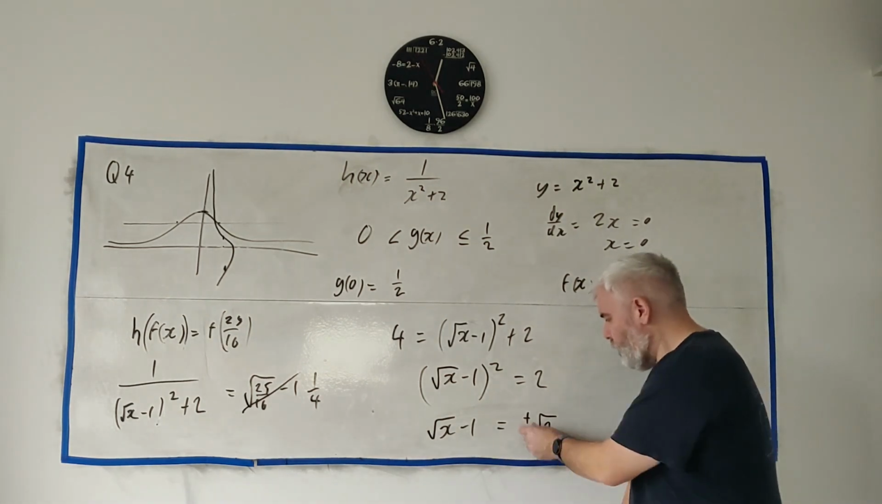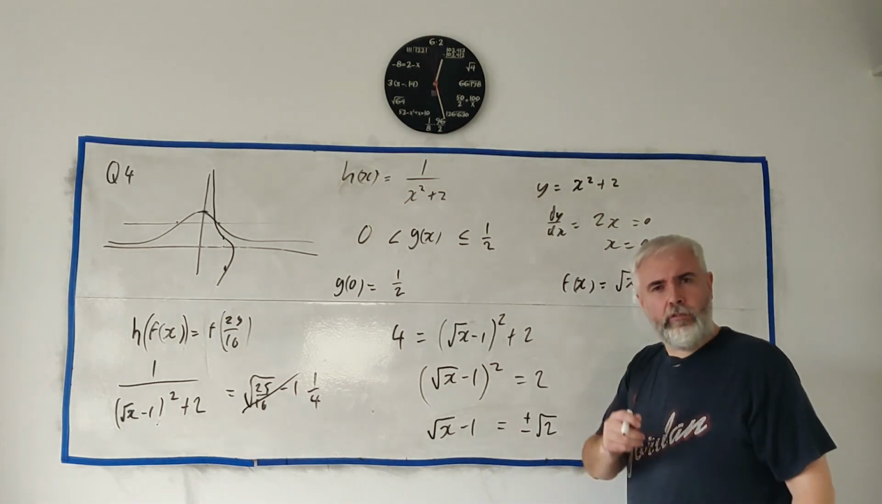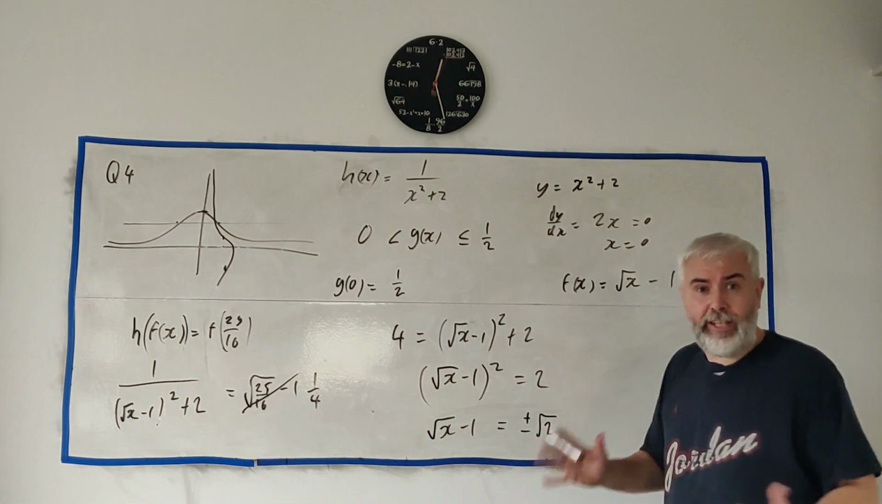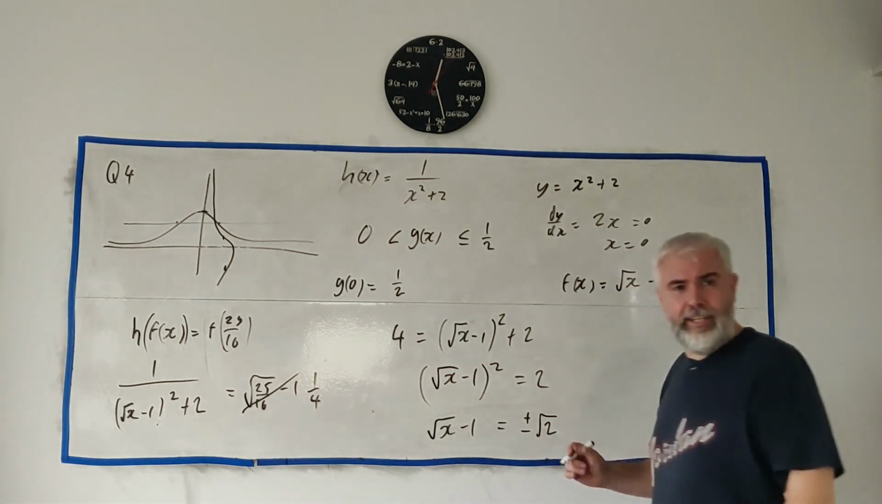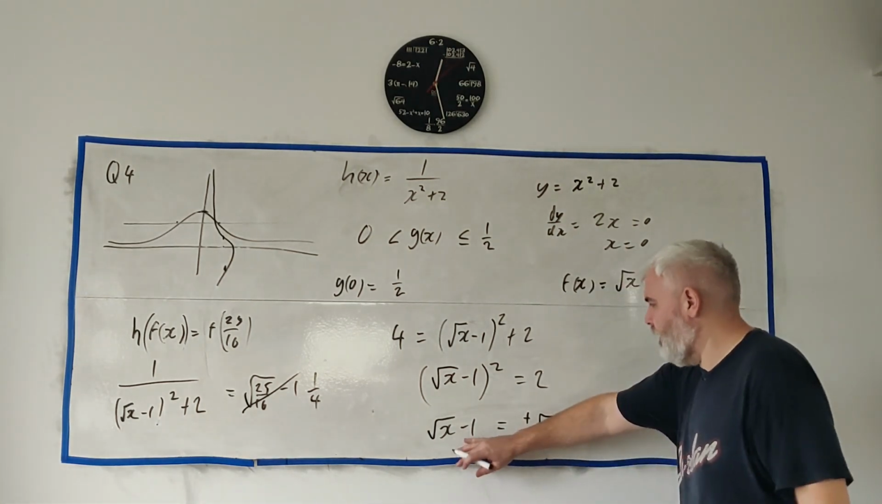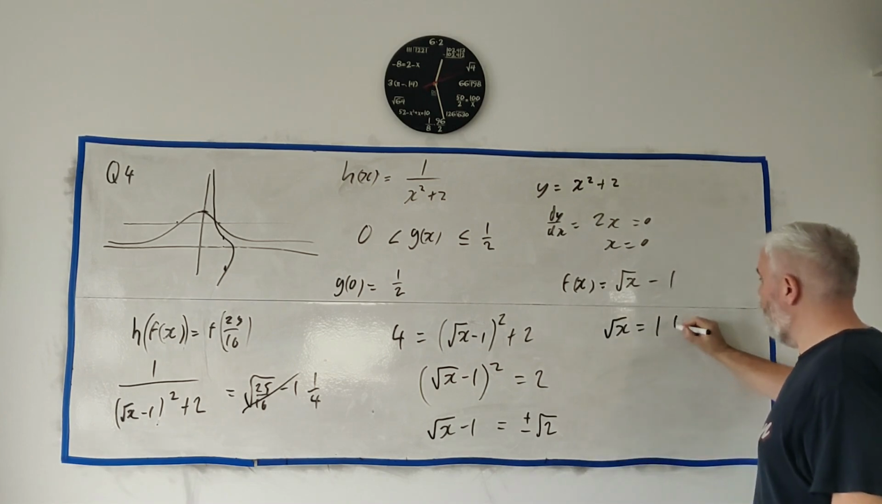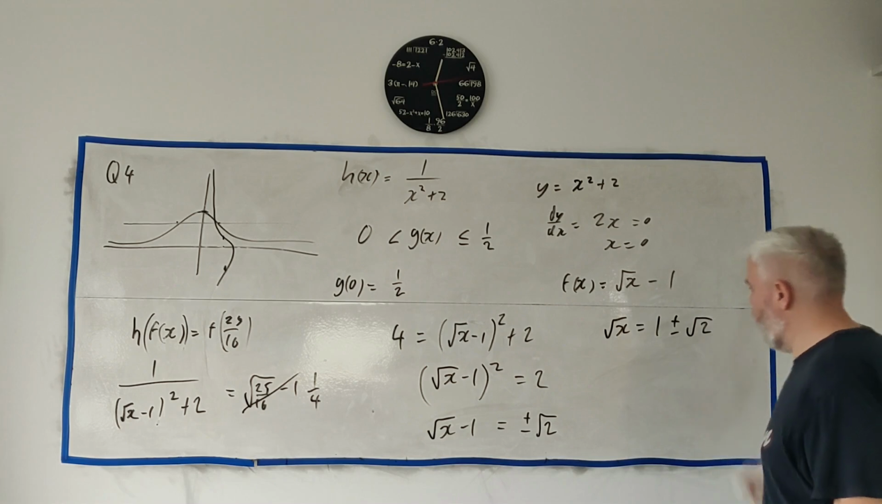But do bear in mind, when you get pluses and minuses, often there's a way to get rid of one of them. Not all the time. Sometimes we get 2 answers. But there's often a way to get rid of one of them. And we'll see that next line. Let's add the 1 to both sides. The square root of x is equal to 1 plus or minus the square root of 2.